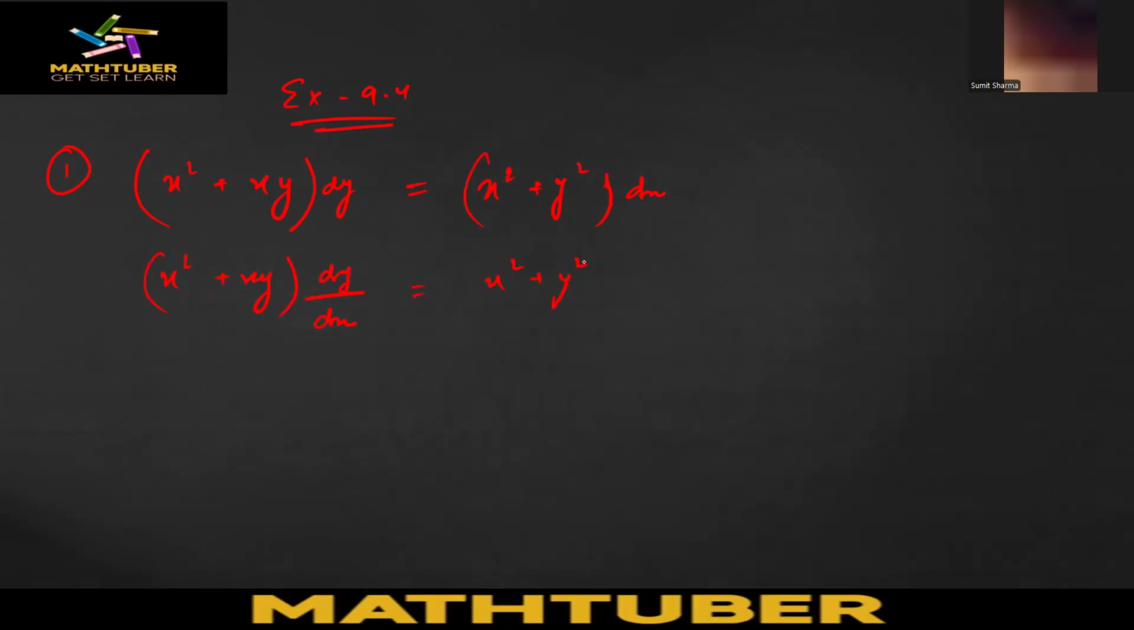Which type of equation is this? Whether the variables can be separated here or not, and if not, whether the powers of all the terms are the same or not. So obviously variables cannot be separated because dy by dx is multiplied to x square and xy also. So if you want, you can try to separate the variables, but you will not be able to do it.